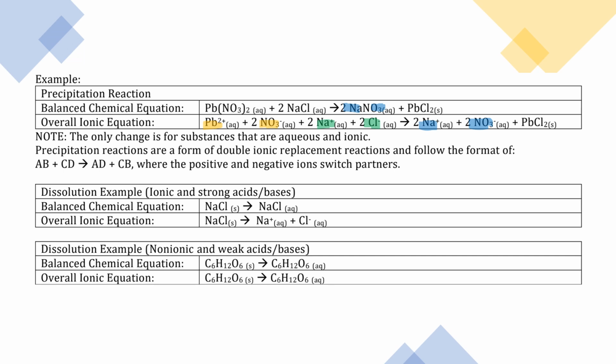However, you'll notice that this one right here is a solid and it doesn't ionize as a solid, so it stays the same. So this is the overall ionic equation. You have to know if something is aqueous and ionic, it will ionize. If it's a solid, like it forms a precipitate like that, it means it's not going to ionize.